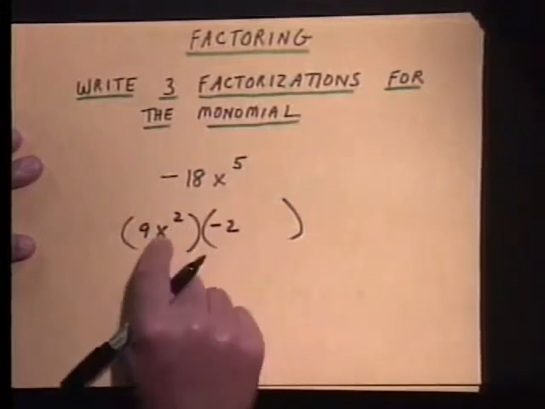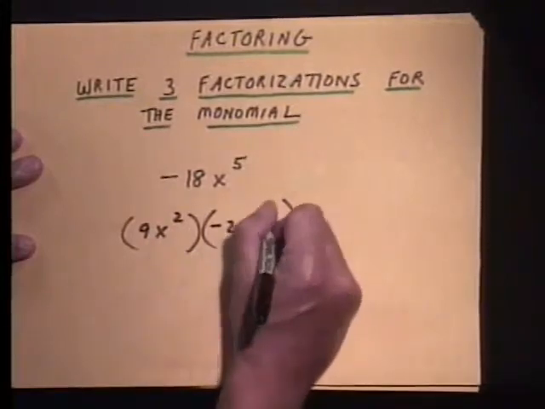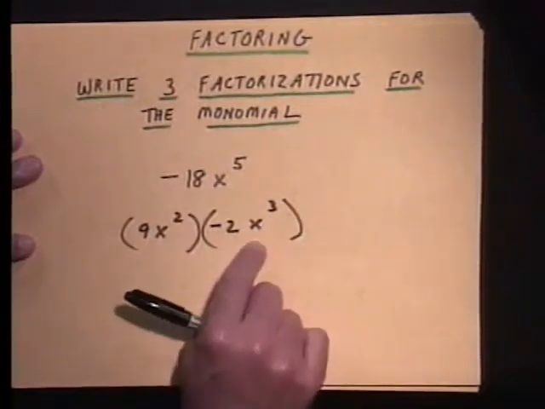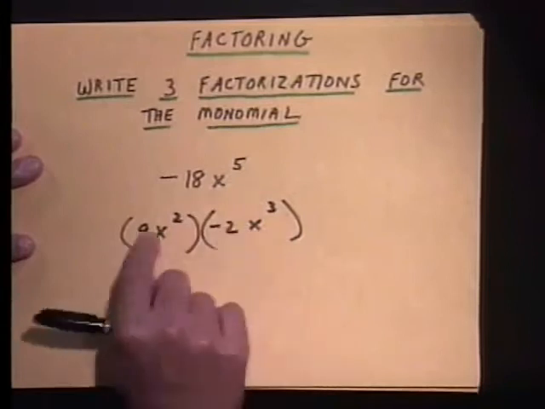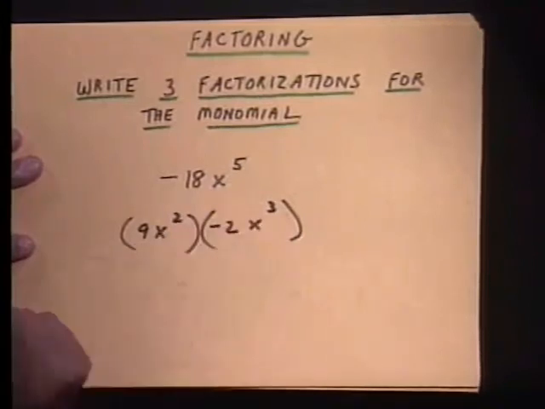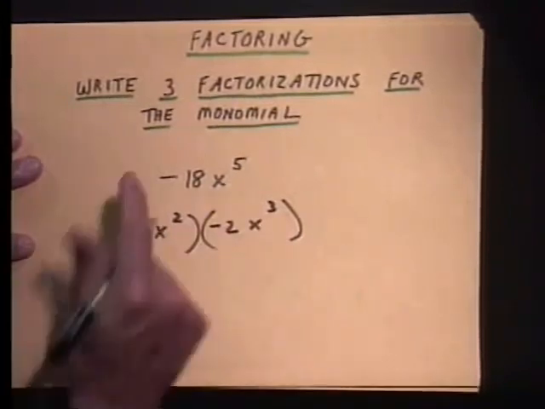Now there's power rule number 1. Whenever you multiply the same bases, add the powers. So x squared times x cubed would give me x to the fifth. So this would be one factorization of this monomial. And I'm going to write some more.